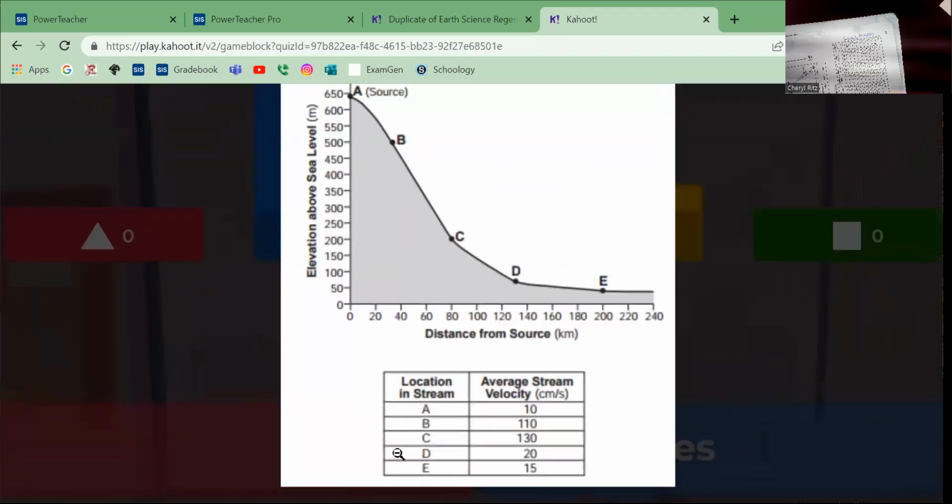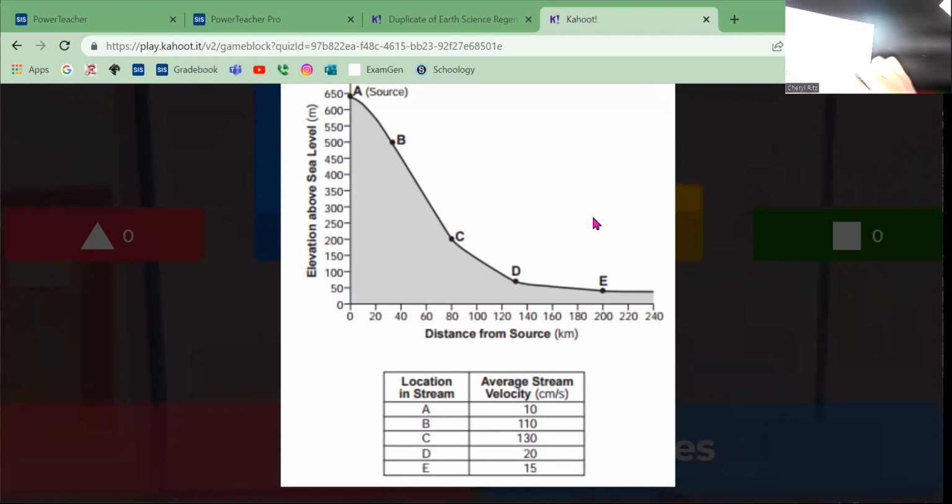So B is moving 110 centimeters per second. So you go to your reference table, page 6, and you find 110 centimeters per second, which is right past 100. You go up and you go over.